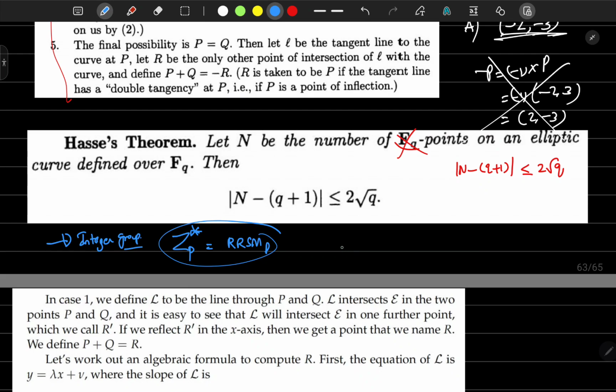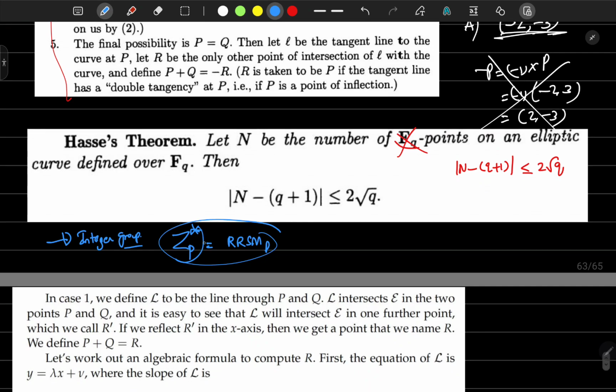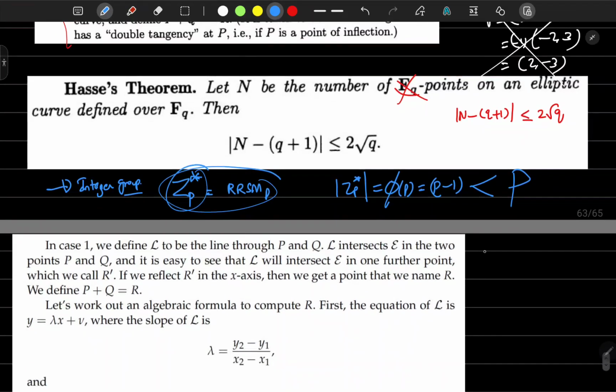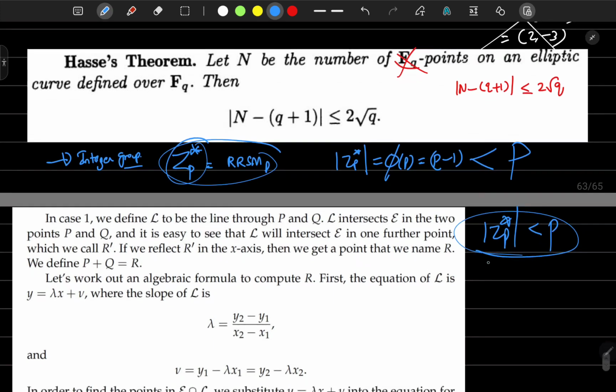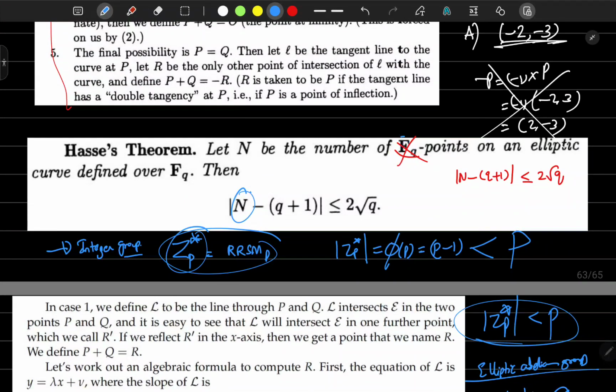Then how many elements at maximum will be present here? If you take Z_p star, the number of elements is phi of p. If p is a prime number, it will be p minus 1. Basically it will always be less than p. In the integer group the number of elements will always be less than p. But in the elliptic abelian group, the cardinality of the elliptic group, that is what n means, this n will be greater than q. You can think of F as a normal field, like this.